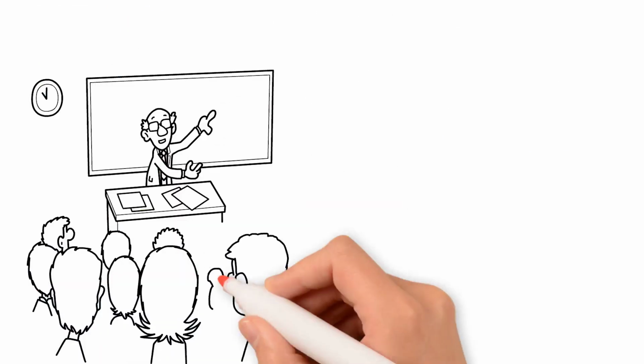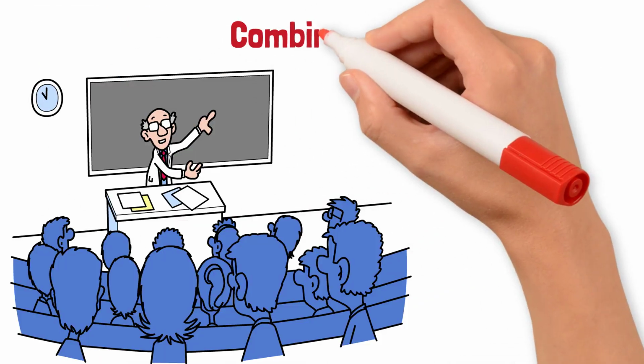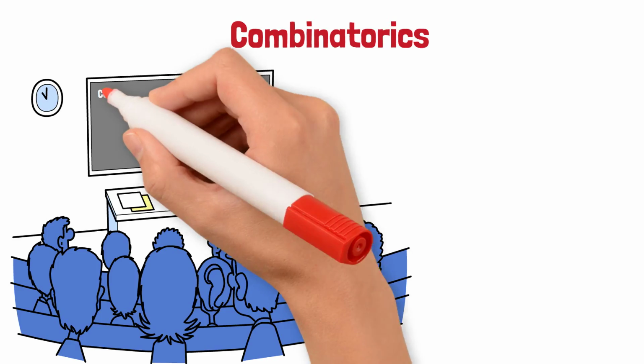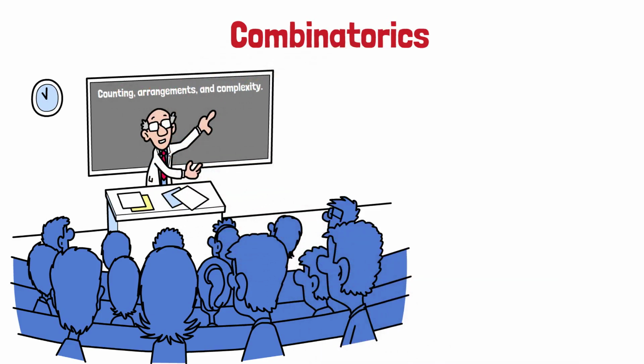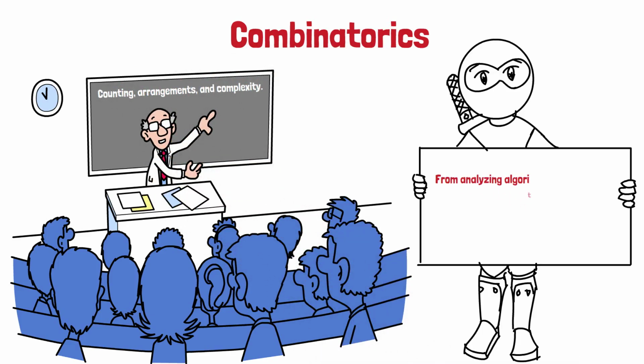In our next episode, we'll turn to combinatorics, the mathematics of counting, arrangements, and complexity. From analyzing algorithms to optimizing searches, combinatorics lies at the heart of computer science and problem solving.